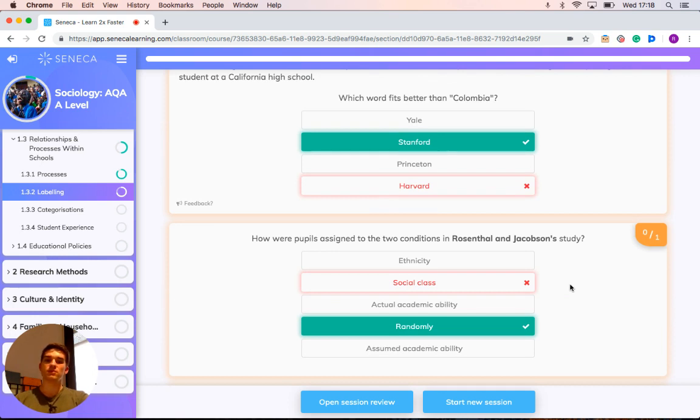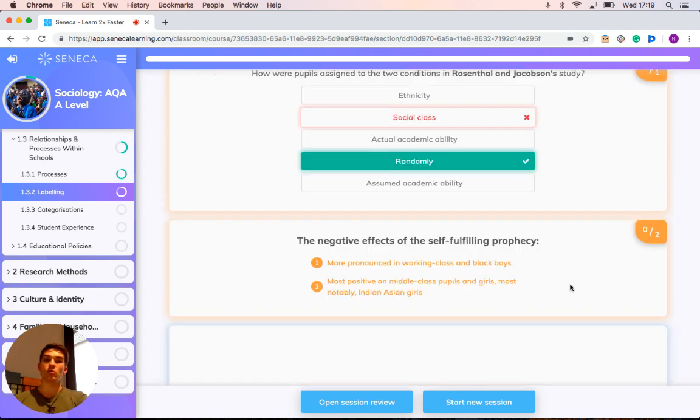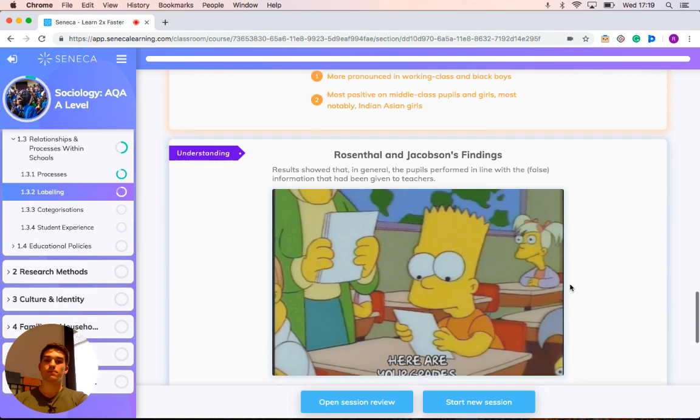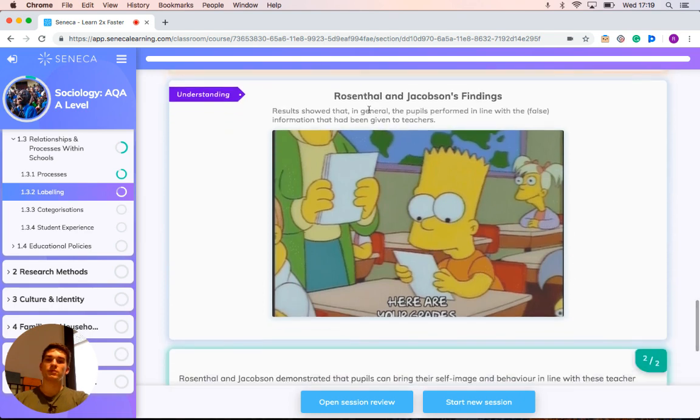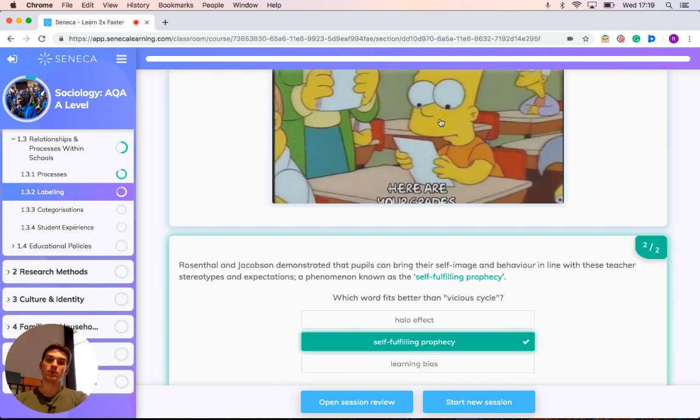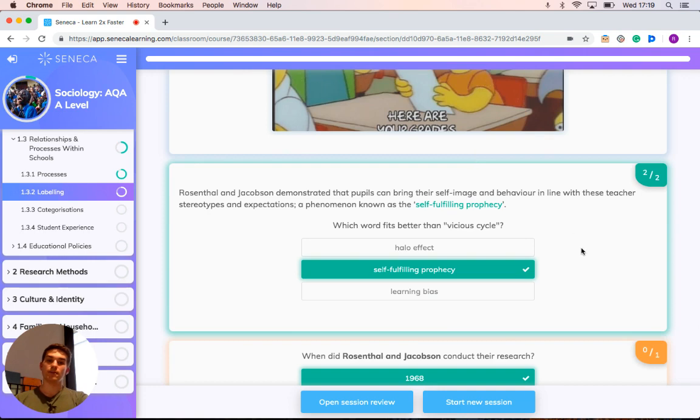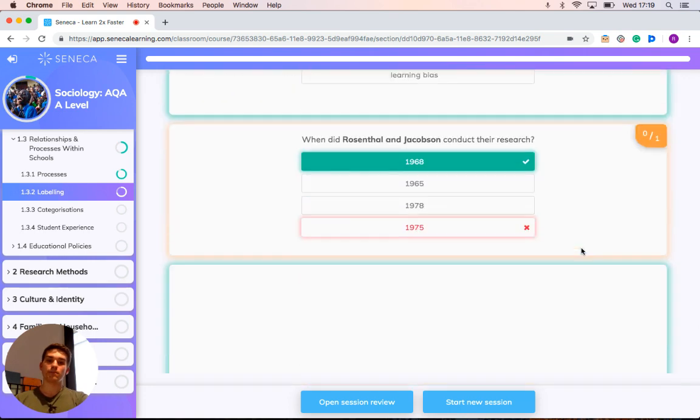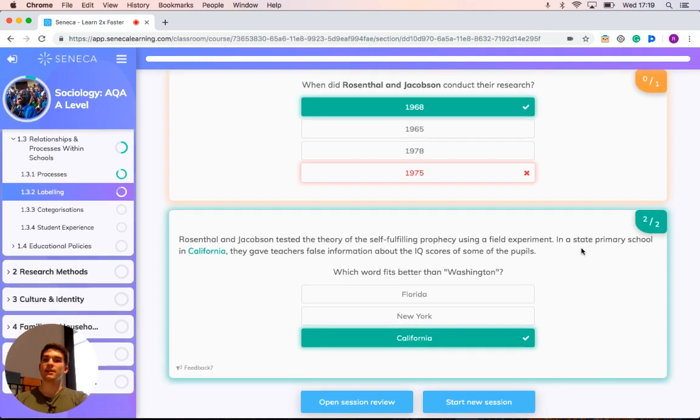To go back to Rosenthal and Jacobson's study, remember that the pupils were assigned completely randomly to the two groups where the teachers were told they either had low or high IQ. The results showed that, in general, the pupils performed in line with the information that had been given to teachers, be that the students had a high IQ or a low IQ. But there are studies that have disproved that, and that is all we're going to look at in today's episode.